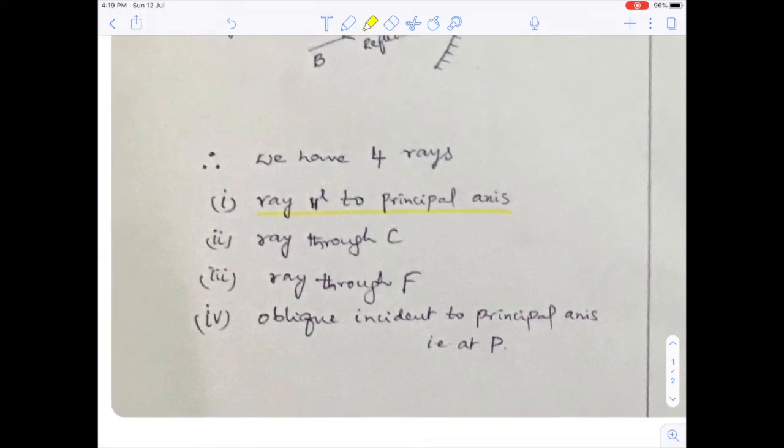Now using these 4, we will be able to see the intersection of any 2 of these, which will form the image, and therefore we can study the images formed. Basically we need only 2. So any 2 from these 4 rules will intersect when an object is placed in front of the mirror, either concave or convex. Now how these images are formed with these rays and what is the nature and size of those images, we will see in my next video.